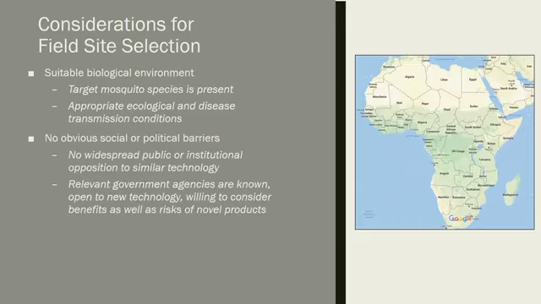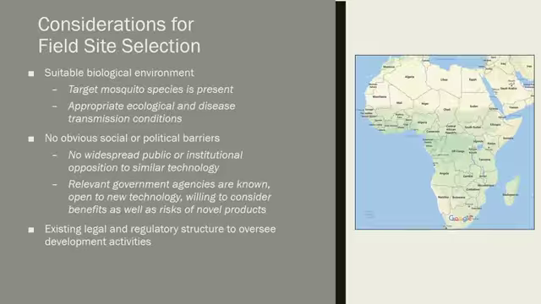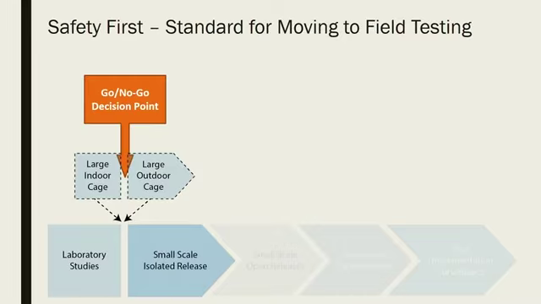There must be no obvious social or political barriers, no widespread public or institutional opposition to similar technology. There must be support from the government. And there must be also the legal and regulatory framework in order to help progress these interventions. So it's important, it's not just doing the experiments, it's far bigger than that. And one needs to move forward progressively, carefully, and slowly.